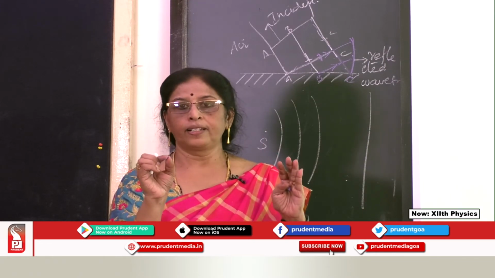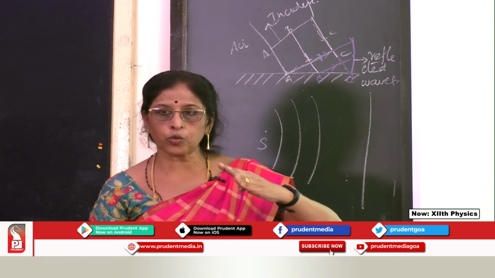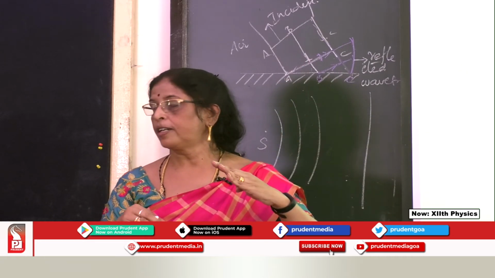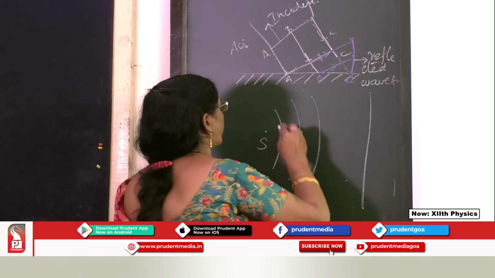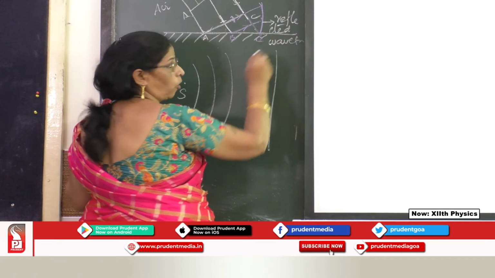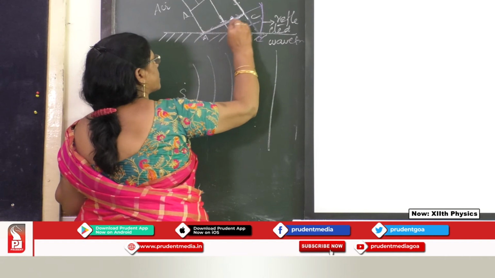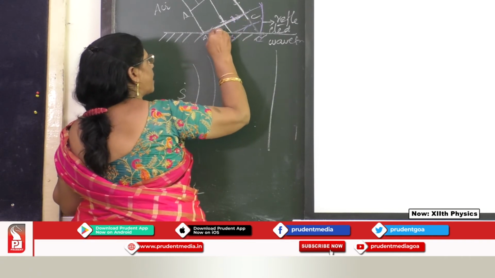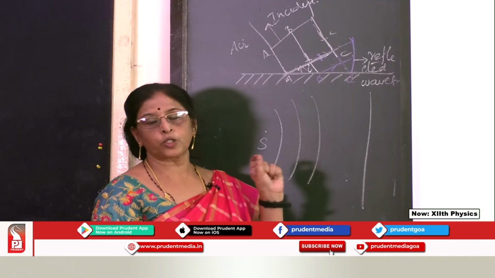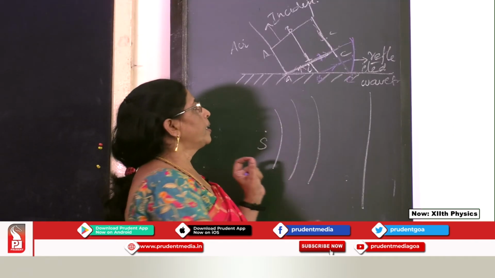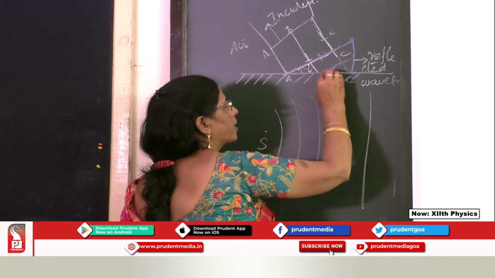Now, when a ray of light is falling on a surface, a normal is drawn, and the angle between the incident wave and the normal is said to be the angle of incidence. In the same way, this surface is the normal. The angle between the incident wave, this is the incident wave, right, and the normal is said to be the angle of incidence i. Now, here the waves are emerging in this way.